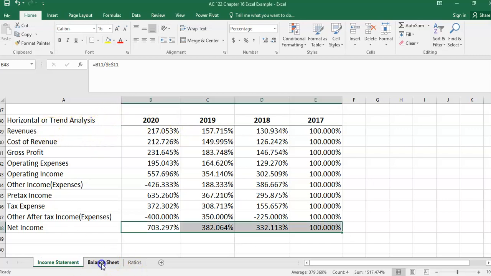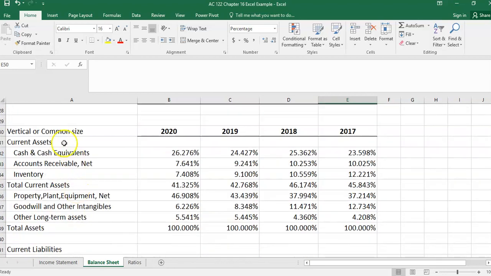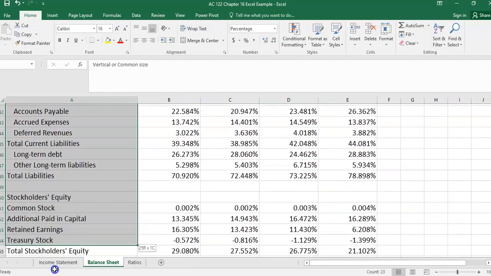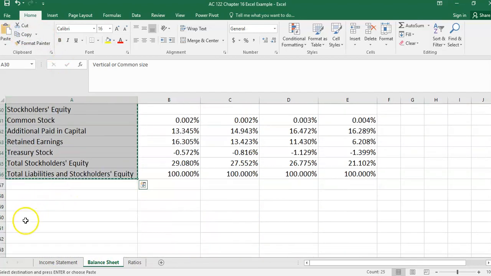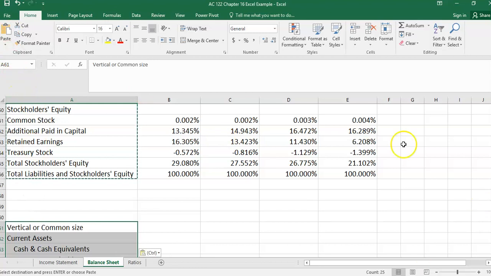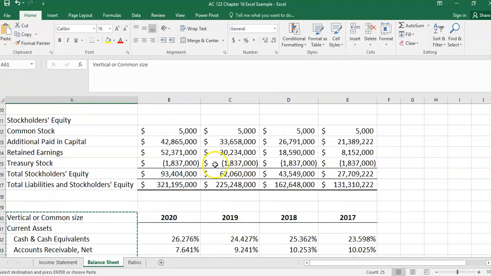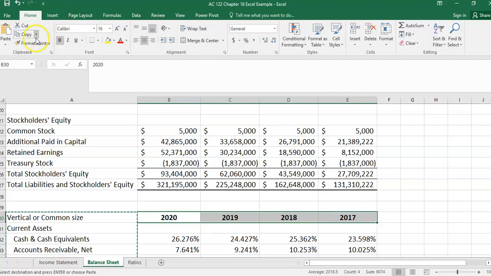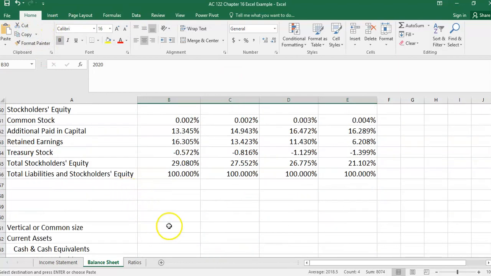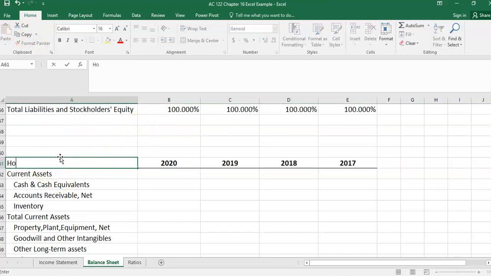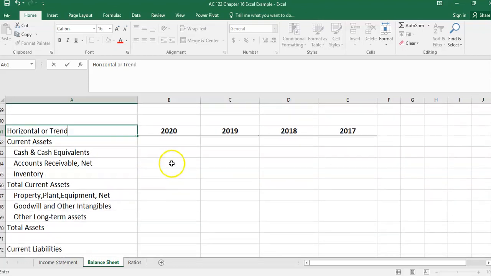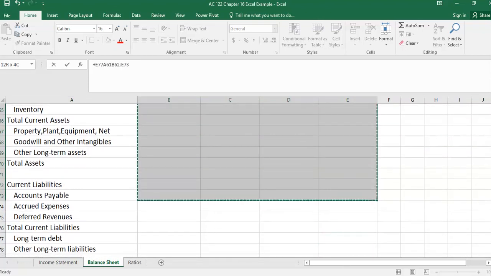We do the same exact thing for the balance sheet. I'm going to start by copying my labels and create that information below. You can do it beside also and go across. There's no rule that says it has to be below. This is our horizontal or trend analysis. We're going to format everything to be a percentage.